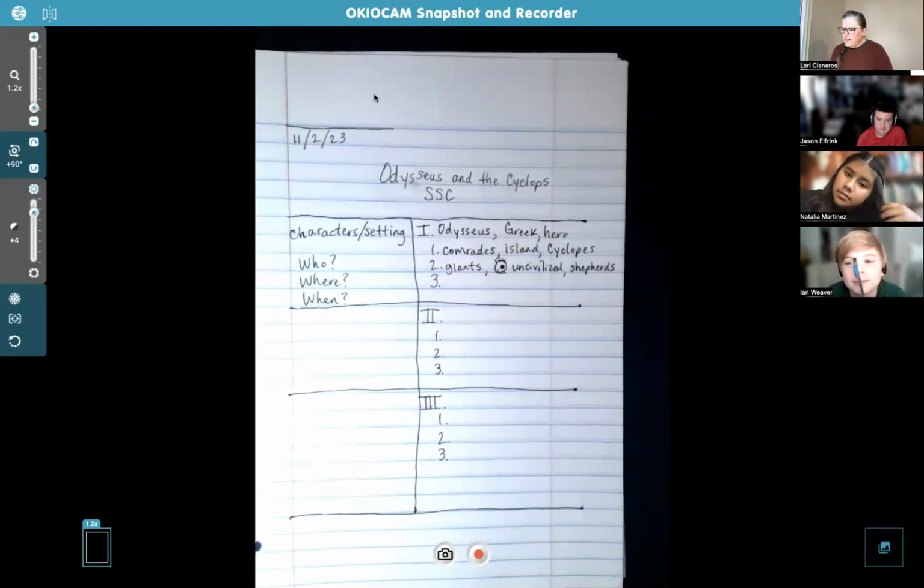And we can tell a little bit more about the next part, and we're still at the beginning of the story where it introduces what's happening here. Remember, they find this cave. And Jason, what was the name of the Cyclops that Odysseus was interested in learning more about? What was his name?